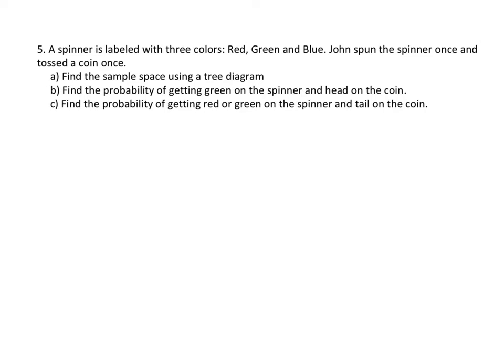Okay, in this problem we have a spinner labeled with 3 colors: red, green, and blue. John spun the spinner once and tossed a coin once. So first we want to find the sample space using a tree diagram, then find the probability of getting green on the spinner and head on the coin, and C, find the probability of getting red or green on the spinner and tail on the coin.